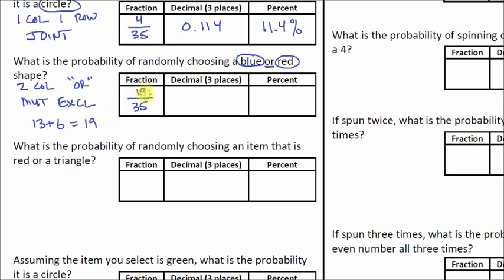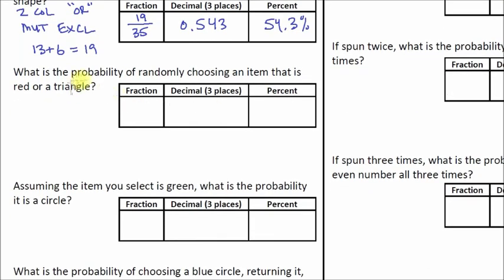19 divided by 35. And to put that in my calculator, I will get 0.543, and that's 54.3%.